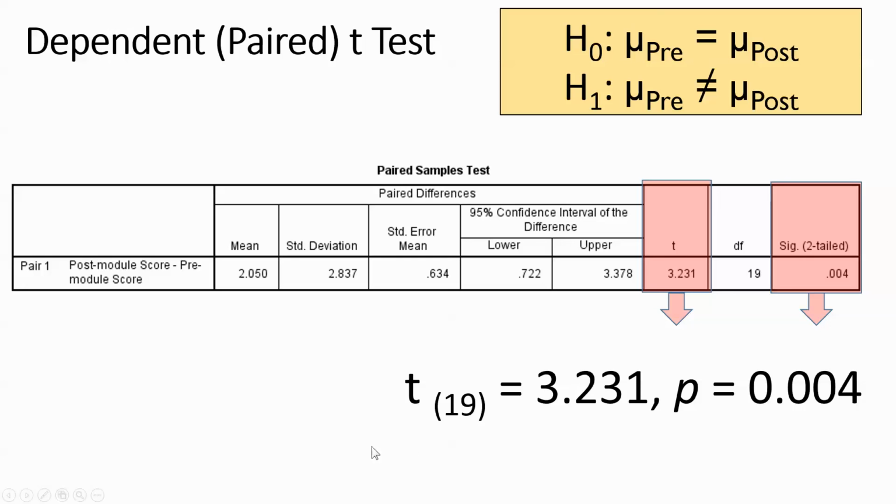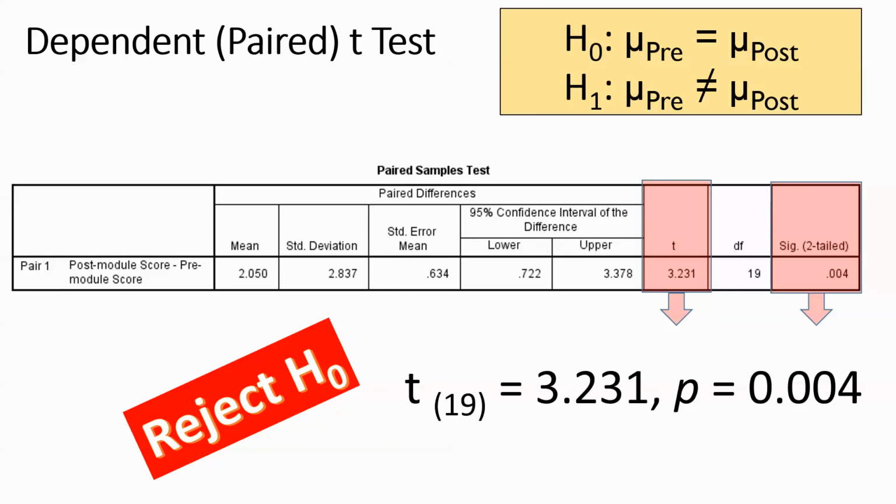So in the bottom right-hand corner of my screen here, I report my result, my t for 19 degrees of freedom, also taken from my paired samples test results, is equal to 3.231 and a p-value of 0.004. Now, I'm testing at an alpha value of 0.05, so my p-value is less than 0.05. Therefore, I can reject the null hypothesis that there is no difference between the two sets of scores in favor of the alternative hypothesis that there is a difference between the pre- and the post-test scores.